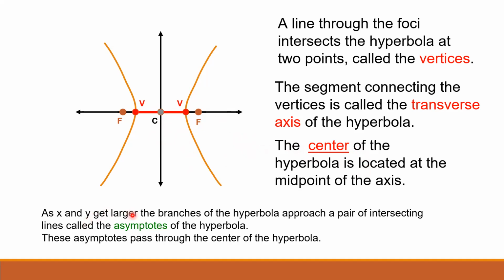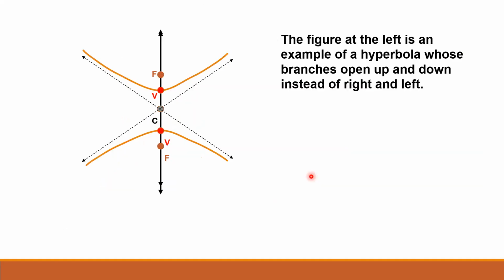As x and y get larger, the branches of the hyperbola approach a pair of intersecting lines called the asymptotes of the hyperbola. So those broken lines there are our asymptotes. And these asymptotes pass through the center of the hyperbola. That is their point of intersection, the center there. So if you have these lines, their point of intersection will be the center. Okay? So the role of our center is very important.